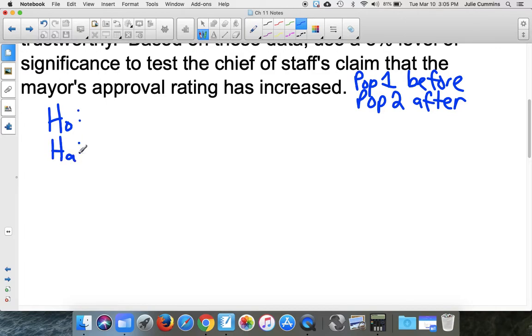So the chief of staff is claiming that the approval rating has increased, that the after is greater. So he is saying, look, before, the proportion of people who thought the mayor was doing a great job, the mayor, right? Yeah, okay. After the article came out, the approval rating was higher.